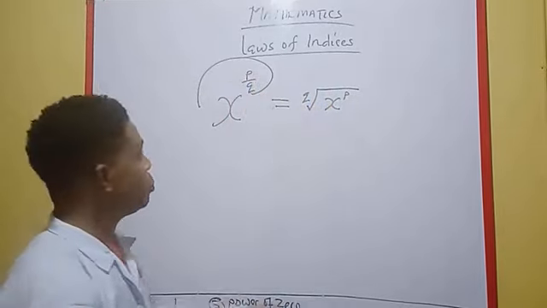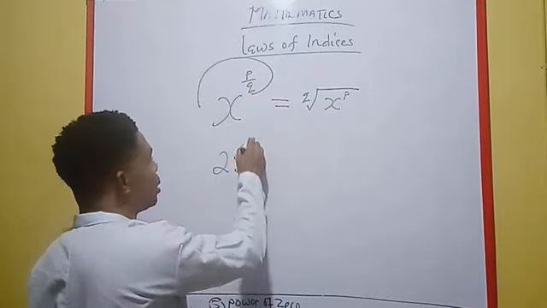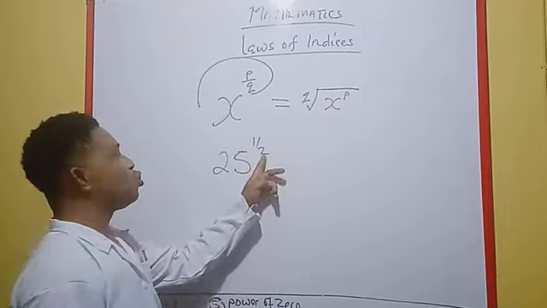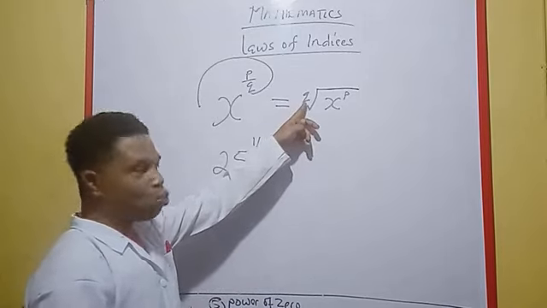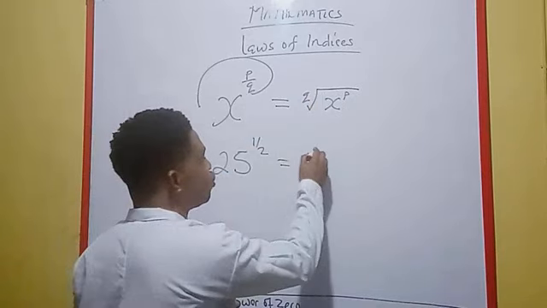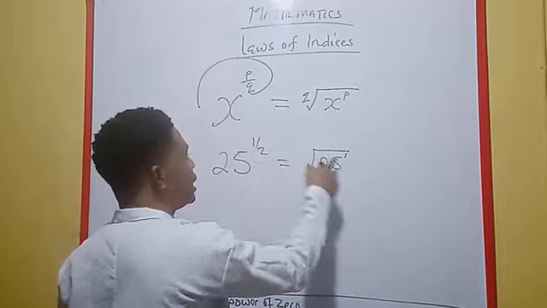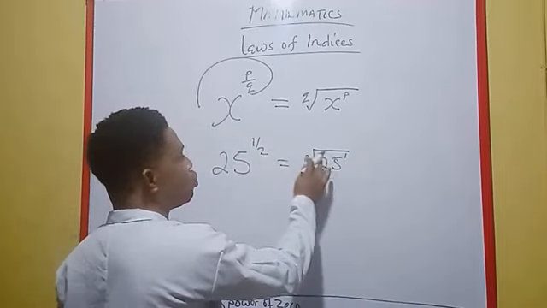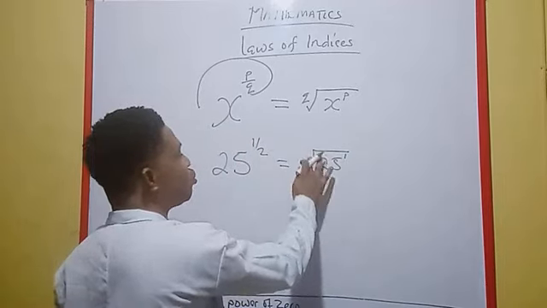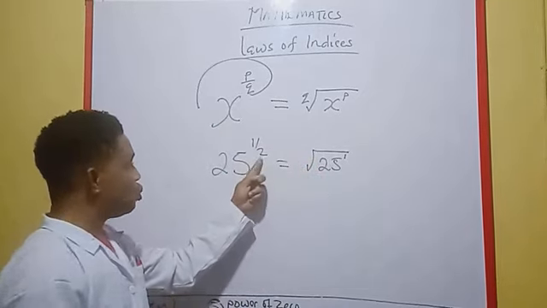For example, I can have something like this: 25 raised to power 1 over 2. You see, 2 is already the square root, so you don't need to write 2 here again because the whole thing means 2. So it is the square root of 25 raised to power 1. Don't go and write 2 here because this square root represents 2. But if it is 3, you can write 3. If it is 4, you can write 4. But for 2, don't write.